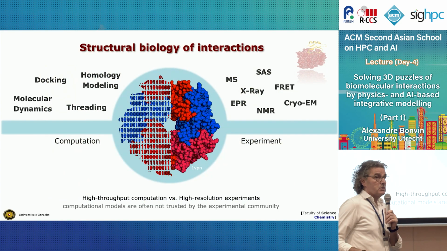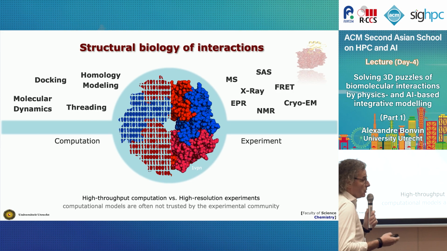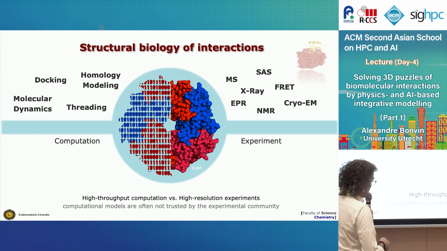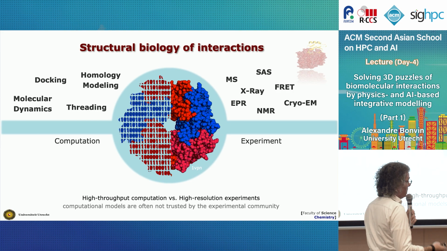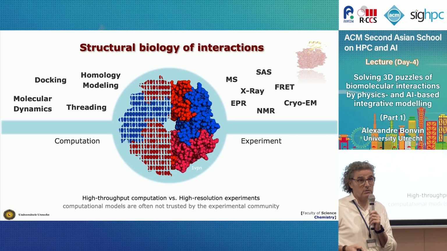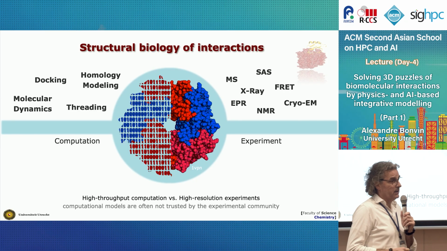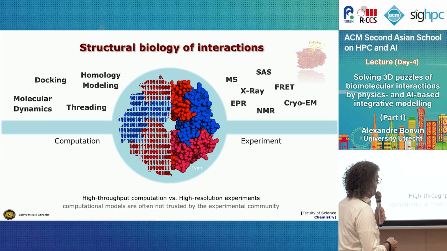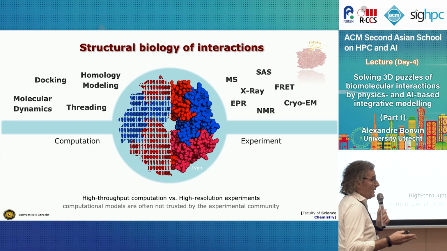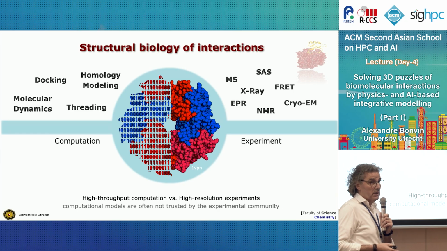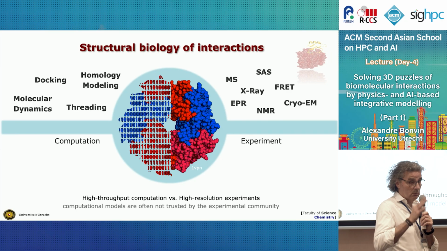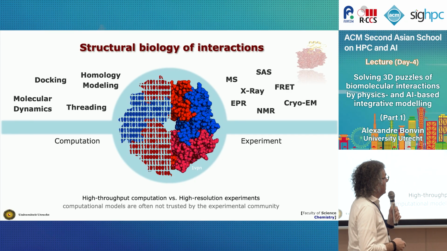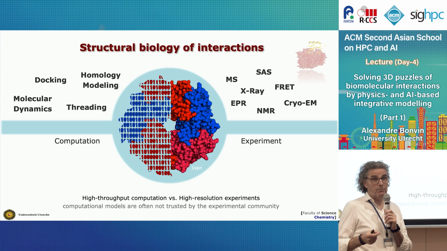So how can we study those interactions? That brings us to the structural biology of interactions. On the right side, you see some of the experimental methods that allow you to get information about molecular complexes. There are three methods that can give you experimental information at atomistic level: X-ray crystallography, which is the oldest of all, NMR, and cryo-electron microscopy. These are the only methods really that can give you experimental atomistic coordinates of your systems. But there are many other methods that are giving you pieces of a puzzle.